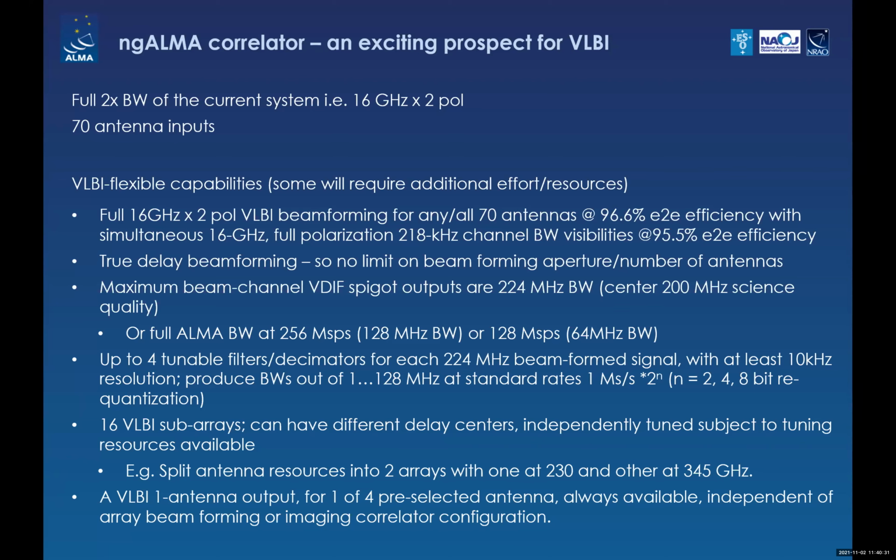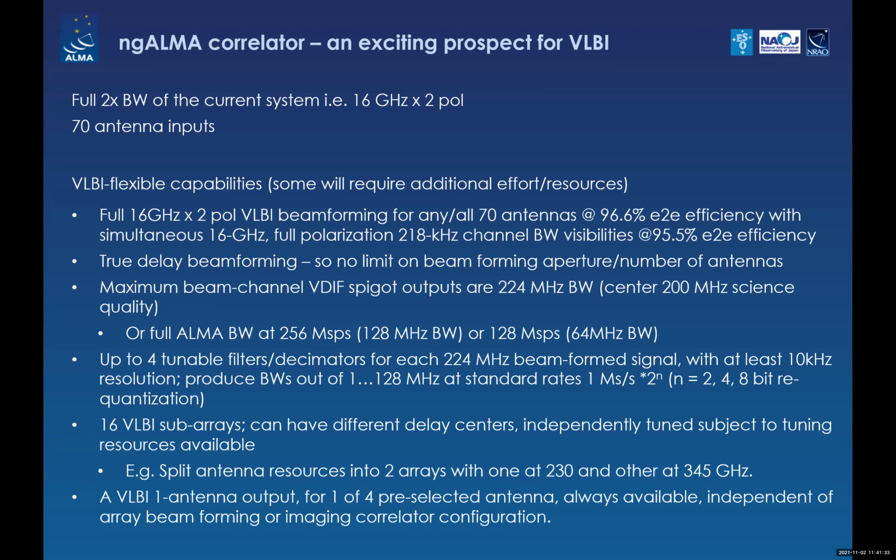But I think perhaps most interesting for the folks on this call is the VLBI flexible capabilities, some of which will be available from the get-go, and other ones that will require some additional effort and resources to bring to full fruition. Just to give you an idea of the kinds of capabilities, here's a list of features that will be available to VLBI. Full 16 gigahertz two polarization VLBI beamforming across any of or all of the 70 antennas at a very high end-to-end efficiency, including not just the correlator, but also the digitizers. That comes at the same time as 16 gigahertz full polarization, high resolution, 218 kilohertz channel bandwidth imaging visibilities, at a slightly lower end-to-end efficiency.